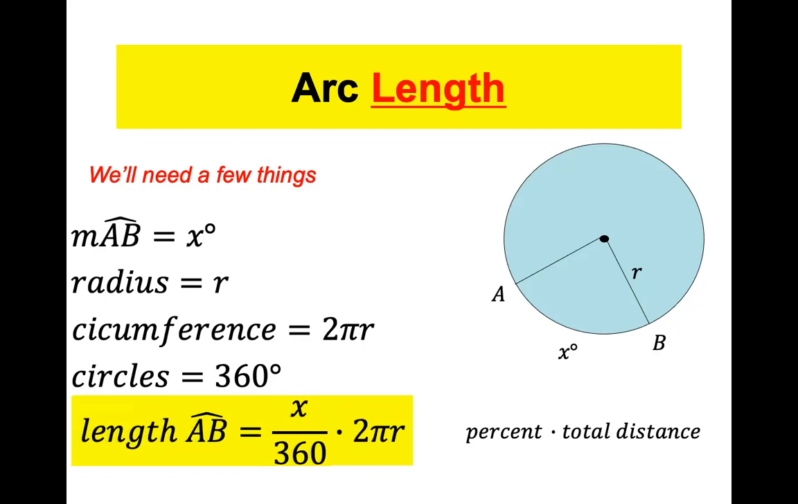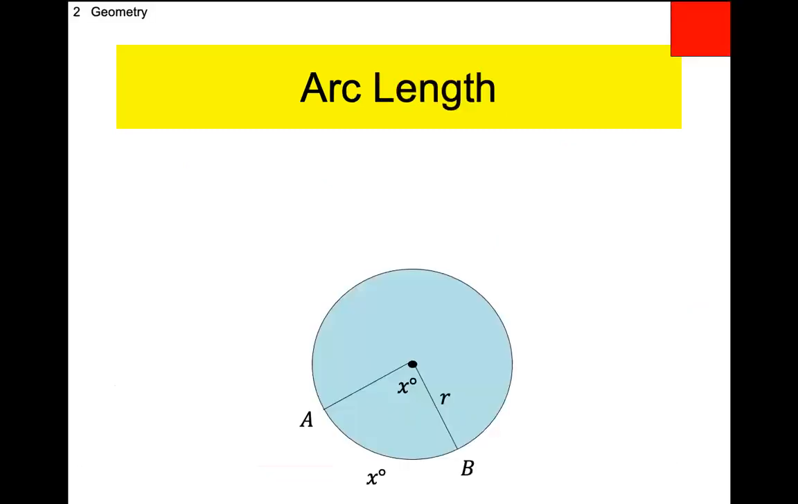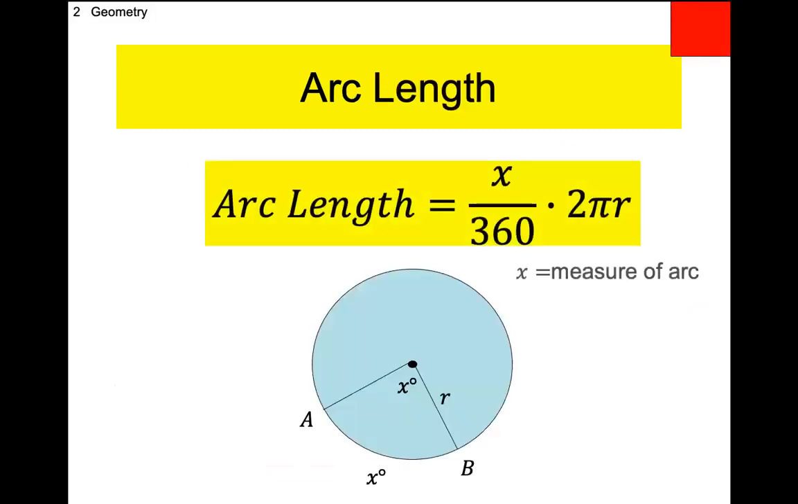Now be careful: arc measure is the M. Arc measure is the degrees. Arc length is the distance between A and B. We're going to write it down here in a second. Here we go. So put this in your book of truth. In yellow there is the formula for arc length.